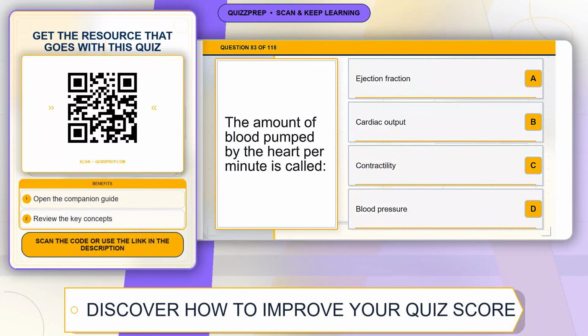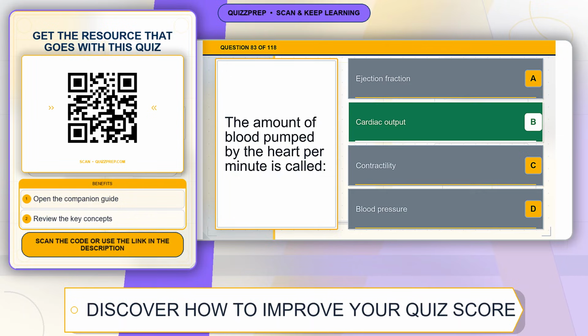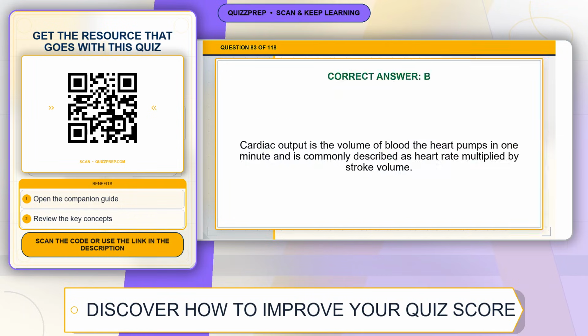Question 83. The amount of blood pumped by the heart per minute is called: Option A, ejection fraction. Option B, cardiac output. Option C, contractility. Option D, blood pressure. The correct answer is option B, cardiac output. Explanation. Cardiac output is the volume of blood the heart pumps in 1 minute and is commonly described as heart rate multiplied by stroke volume.